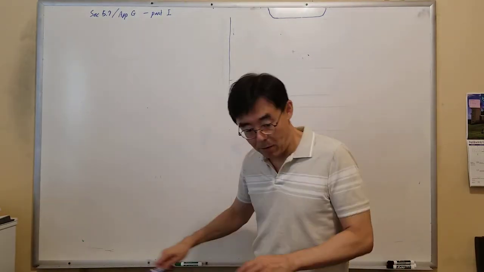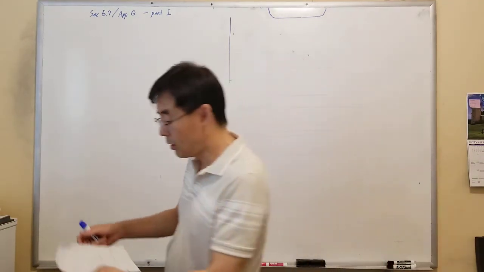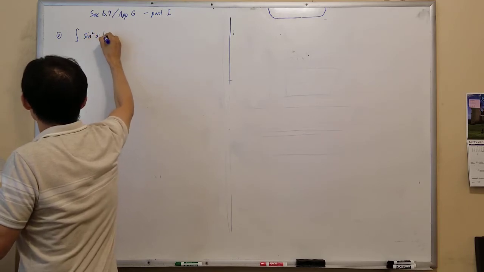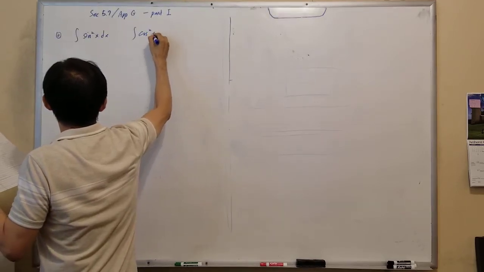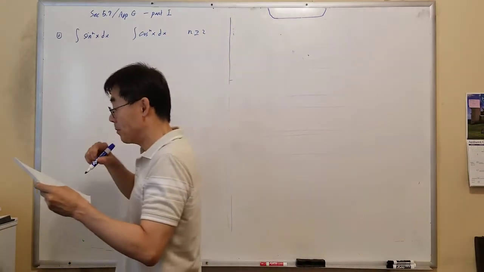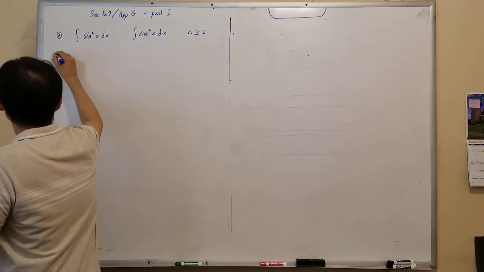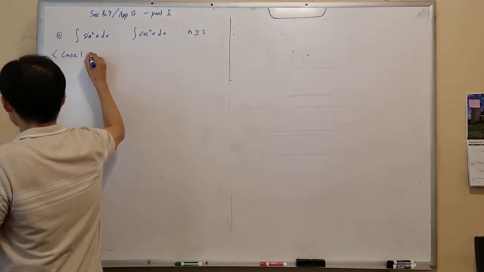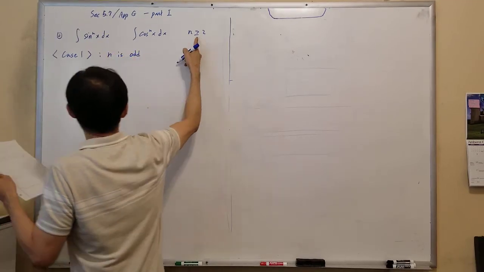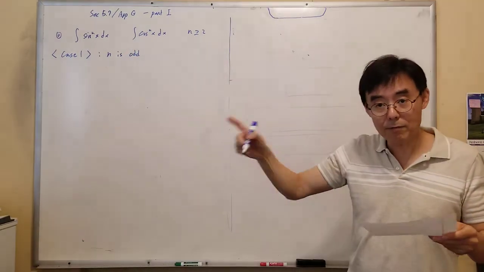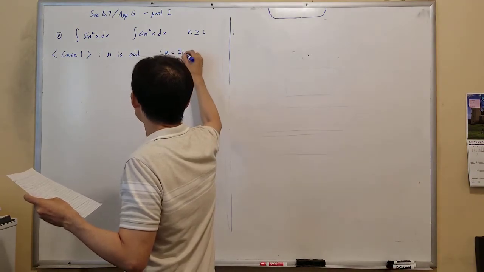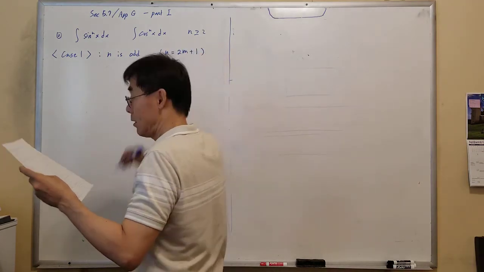All right. First of all, we want to be able to deal with sine to the nth power dx and cosine nth power dx when n is greater than or equal to 2. Now, first of all, case 1, when n is odd. So greater than or equal to 2, odd means 3, 5, 7, this stuff. So odd means that you can write it 2 times any integer plus 1. You can write it that way.